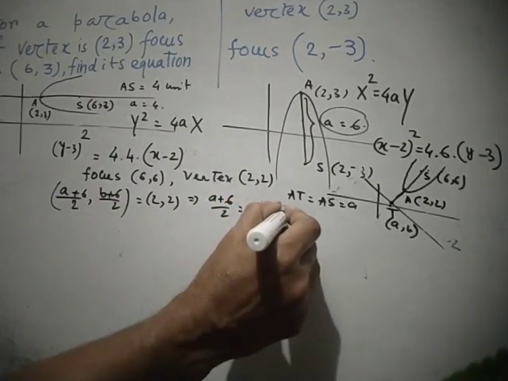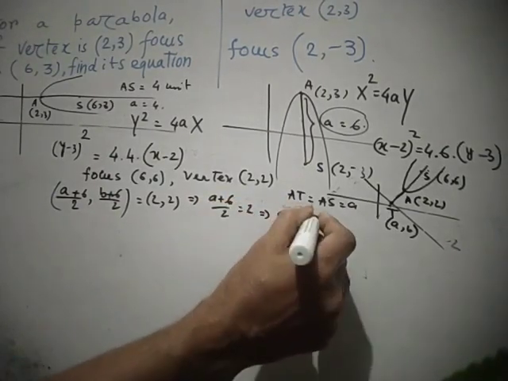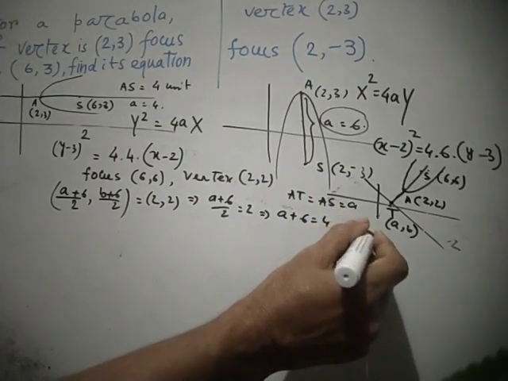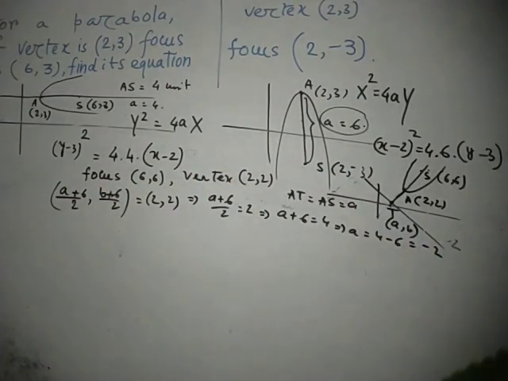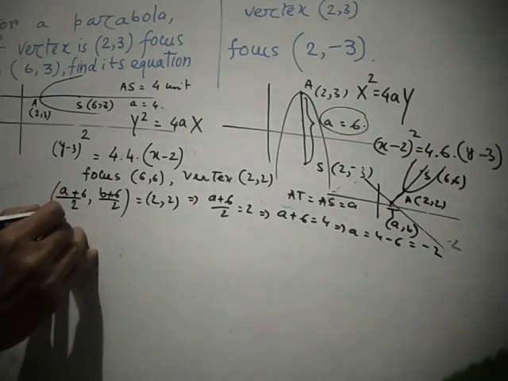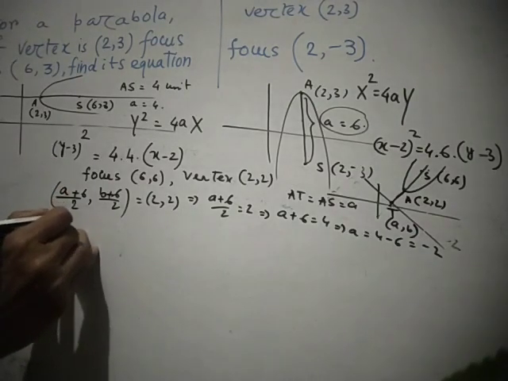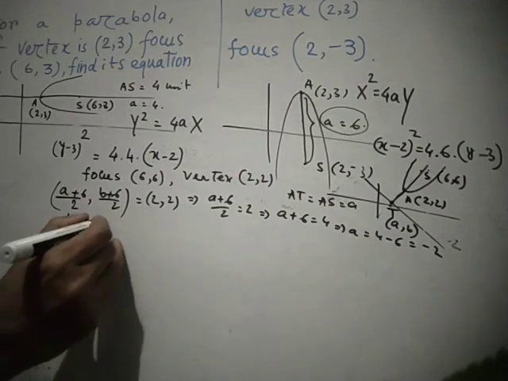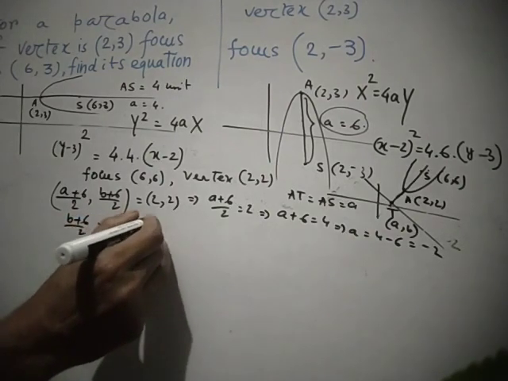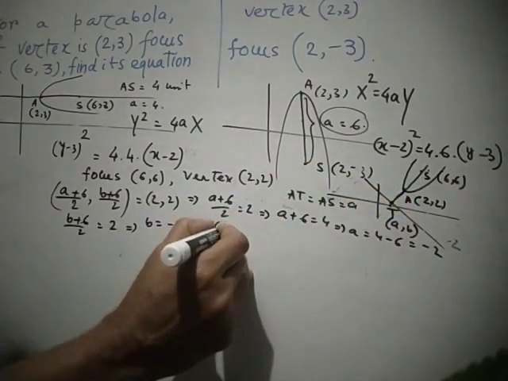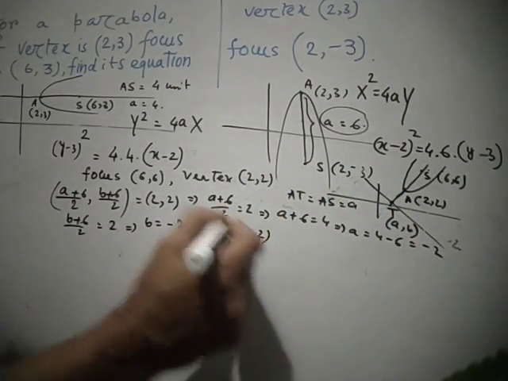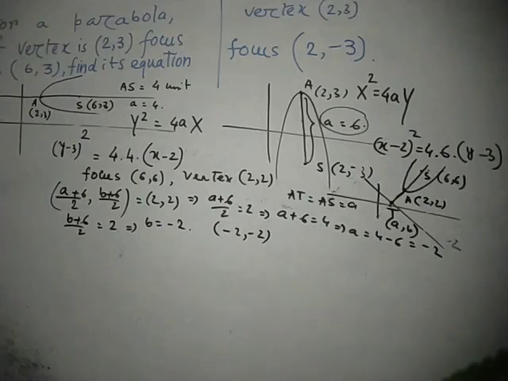If we cross multiply, a plus 6 equals 2 into 2, equals 4. So a equals 4 minus 6, equals minus 2. This way we are getting the a value. Now we have to get b: b plus 6 by 2 equals 2. So that way we are getting the b value, minus 2. So this point T is minus 2 comma minus 2.